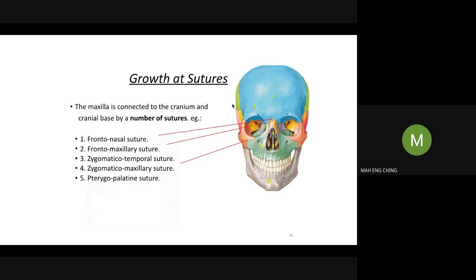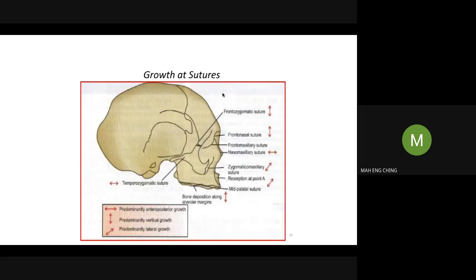So you see the skull and the maxilla, we have so many sutures. Suture just means the joint between two bones. We have so many different bones on the skull, and the joint is called a suture. So the maxilla is connected to the cranium or cranial base by a number of sutures. For example, the frontal bone to the nasal bone, you call it the frontonasal suture. Then the frontal bone to the maxillary bone, you call it the frontomaxillary suture, which is here, number 6. Then the zygomaticotemporal suture, so many sutures. Then from the side, we also have many sutures, like the frontozygomatic suture.